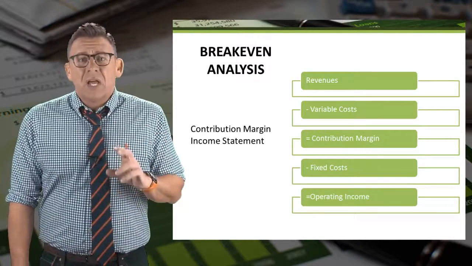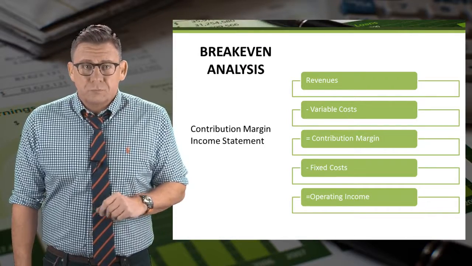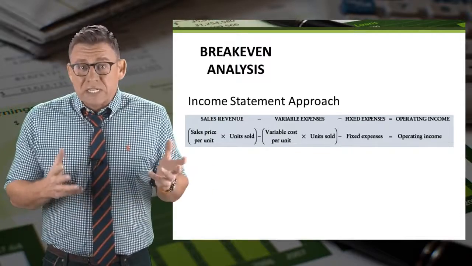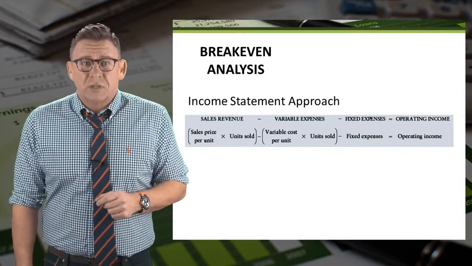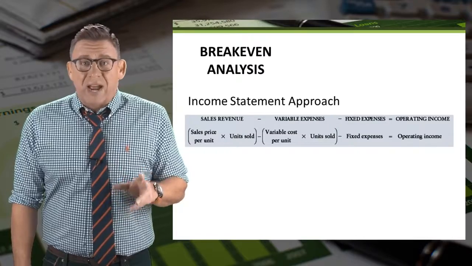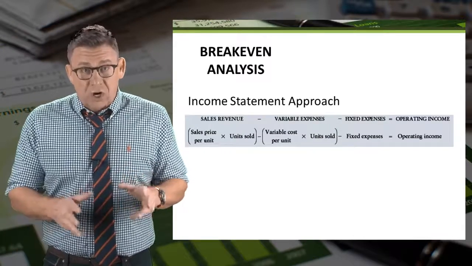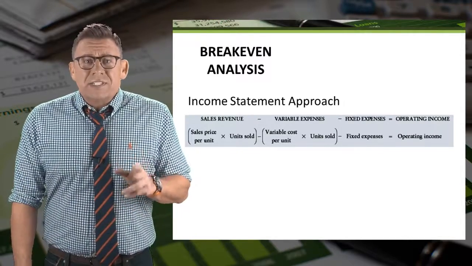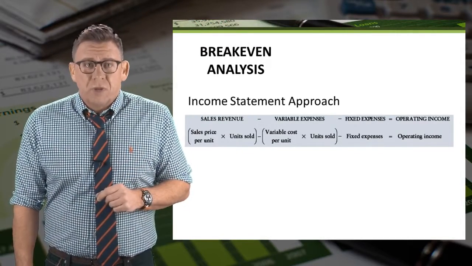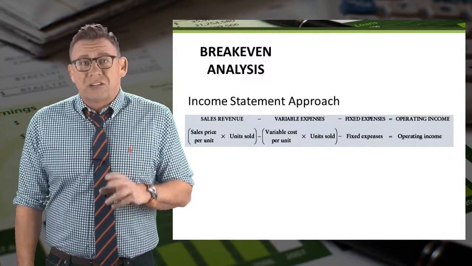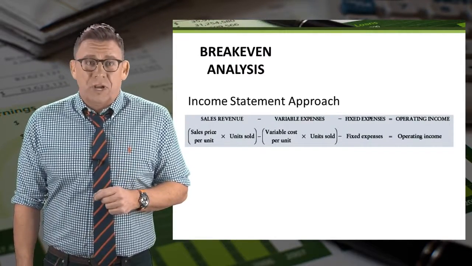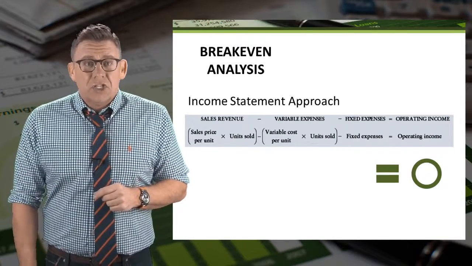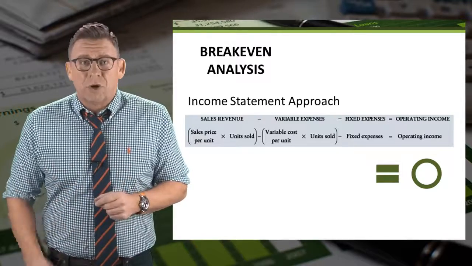So here's an example of the contribution margin income statement. We can expand it the following way. Revenue is sales price times units sold. From that we can subtract variable costs, which are variable cost per unit times units sold. This difference gives us our contribution margin. From contribution margin we can subtract total fixed costs to arrive at operating income. Remember that a break-even operating income is 0, so this equation equals 0.